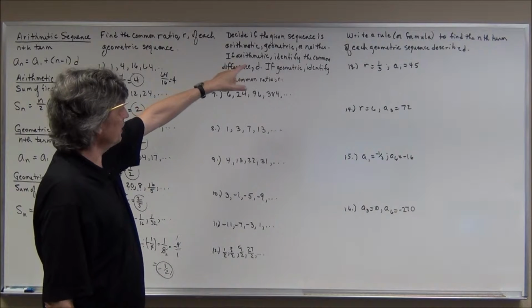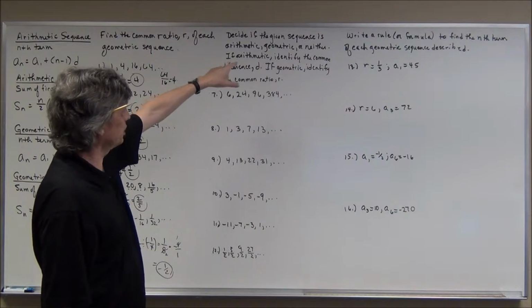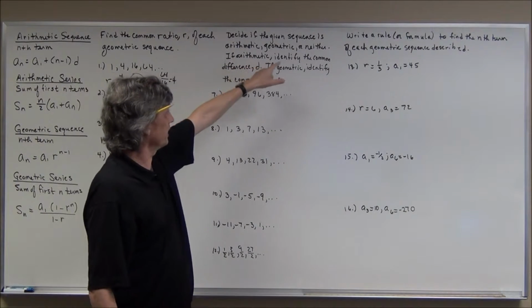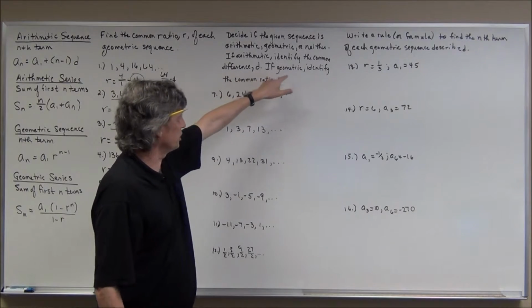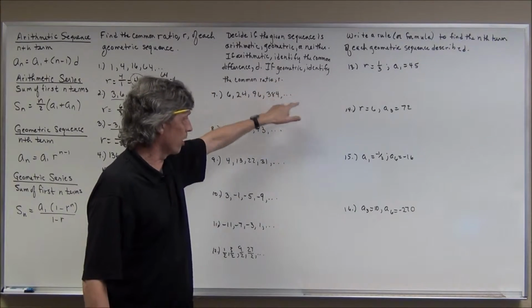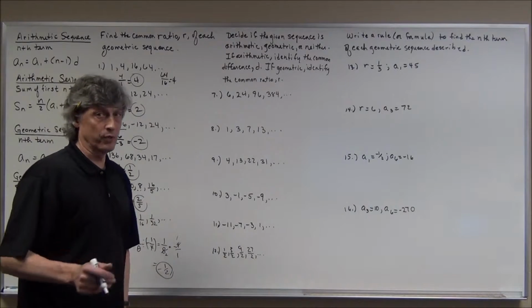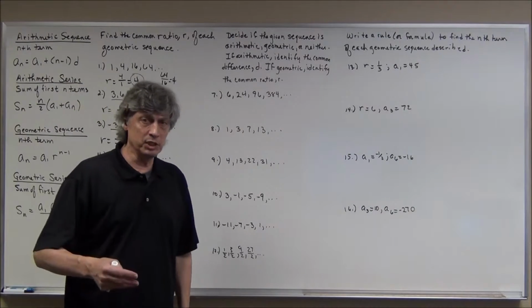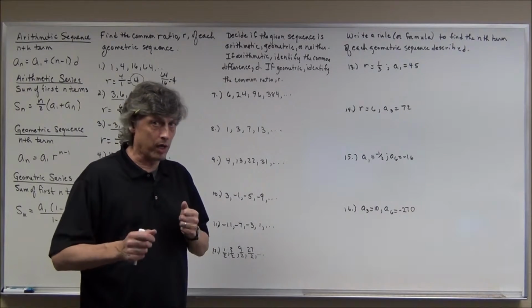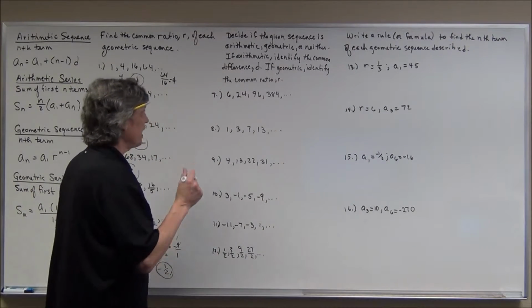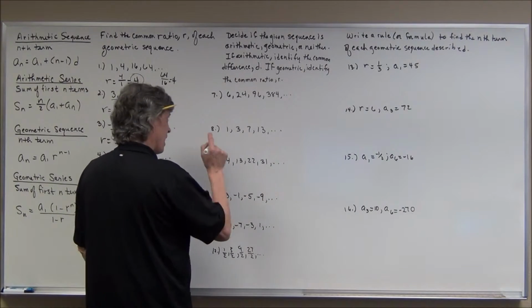It says decide if the given sequence is arithmetic, geometric, or neither. If it's arithmetic, identify the common difference, d, and if it's geometric, identify the common ratio, r. Okay, so I'm going to check first for arithmetic, then I'm going to check for geometric, and if it's neither one, I know my answer is neither.